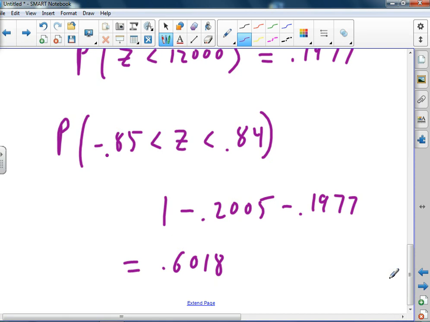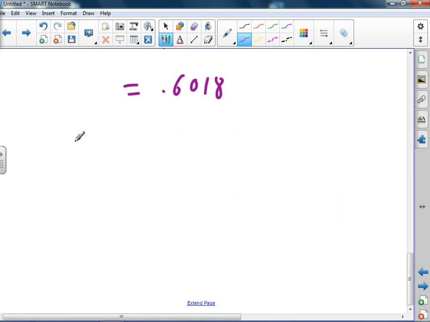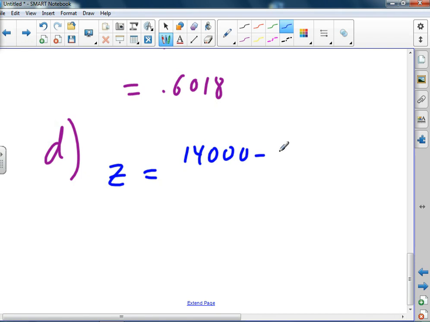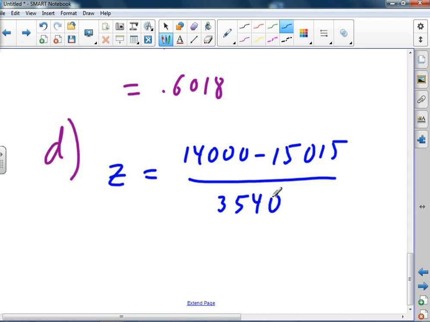What is the probability that the debt of the borrower with good credit is no more than 14,000? Okay, no more than 14,000. So we need the Z value for 14,000 minus 15,015 divided by 3,540. So we find that Z number.